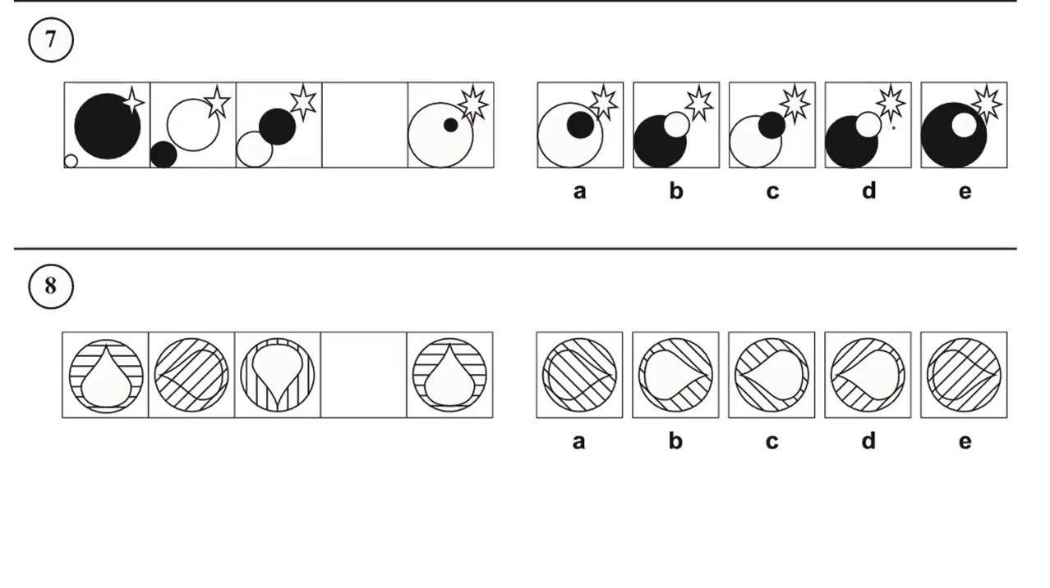Let me check this one. I've got 1, 2, 3, 4, 5, 6, 7, 8. So that has got extra stars. So the correct answer would then be B. Okay.